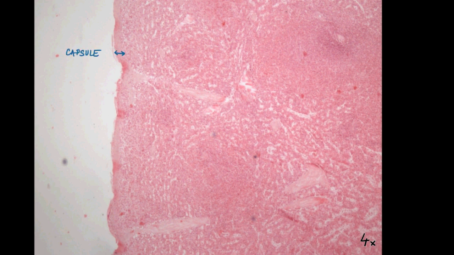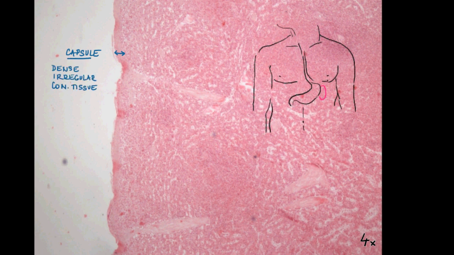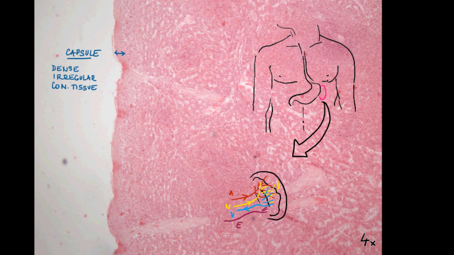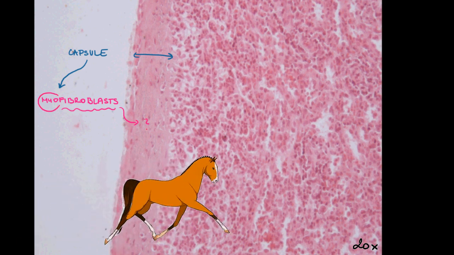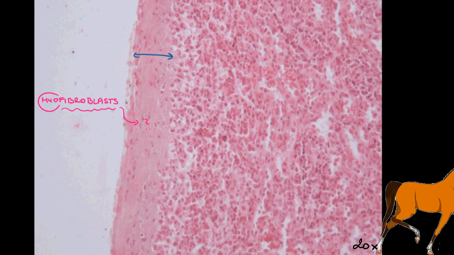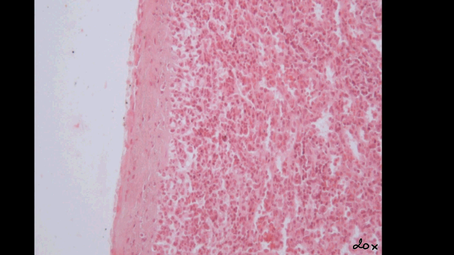The spleen has a capsule on its surface, which is made of dense, irregular connective tissue. It's wider in the hilum of the spleen, where the artery and nerve enter, and the vein and efferent lymphatics come out. You cannot find the hilum on this slide. The section has been made on the periphery of the spleen. The capsule contains several myofibroblasts. They're just fibroblasts with the ability to contract. Some animals do have many myofibroblasts in the capsule of their spleen. It allows them to contract the spleen if necessary.